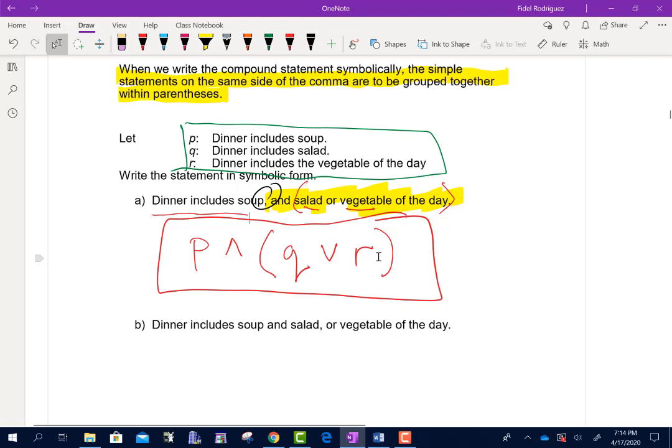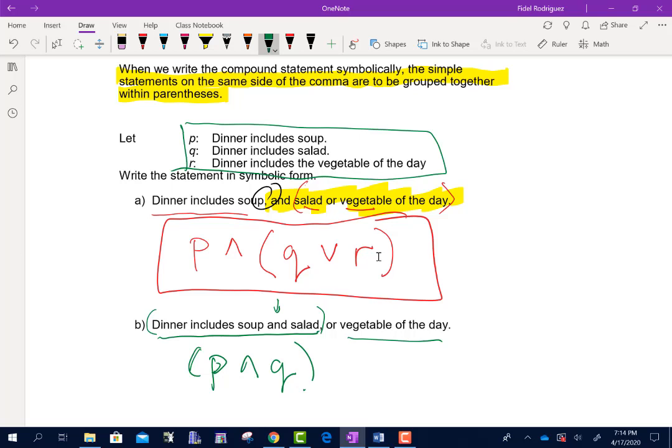So look, let's do part B. I'm going to go about it exactly the same way. Dinner includes soup and salad. Look, here's my comma. So this part is going to go in parentheses because I have a connective right there. And then this piece will be on its own. So dinner includes soup and salad. That's going to be parentheses, parentheses, P and Q, comma, or is my down arrow, vegetable today would be R, okay?